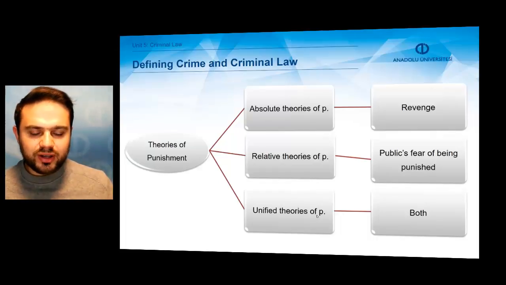And relative theories of punishment look into the future. When a criminal gets punished, the public think that if I commit a crime, I can also get punished, so I mustn't do this act. I mustn't commit a crime. So unified theories of punishment just unify both the absolute and relative theories.